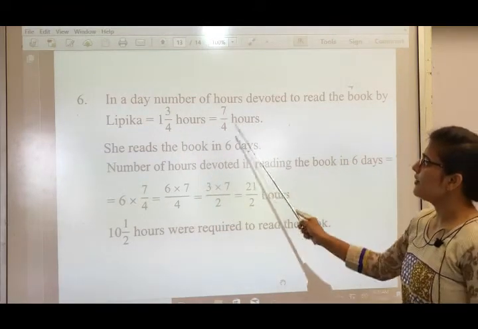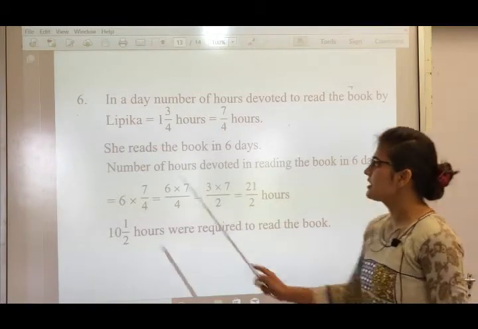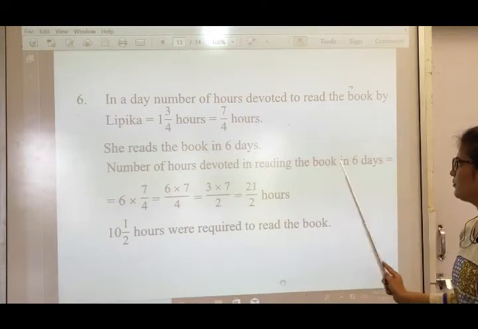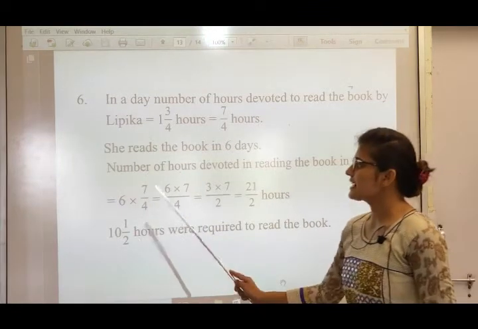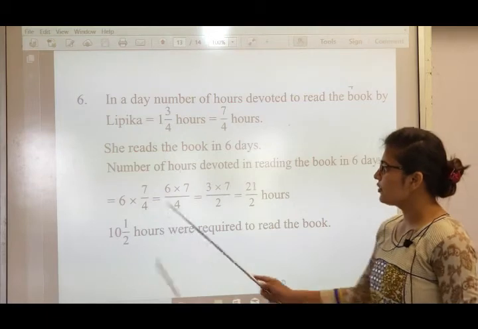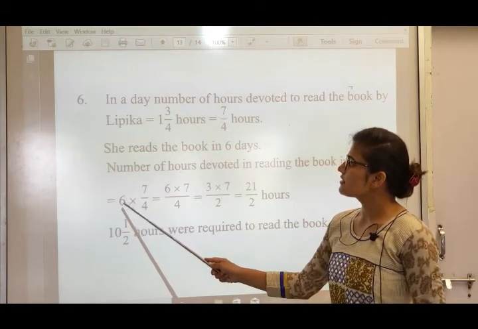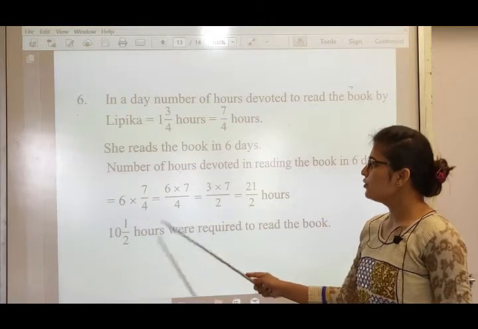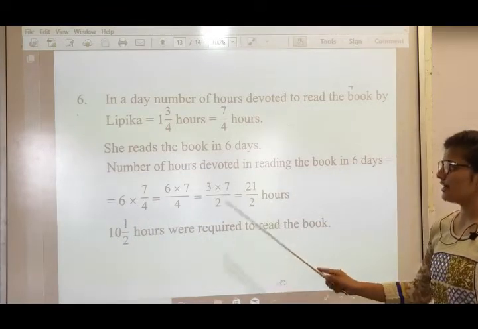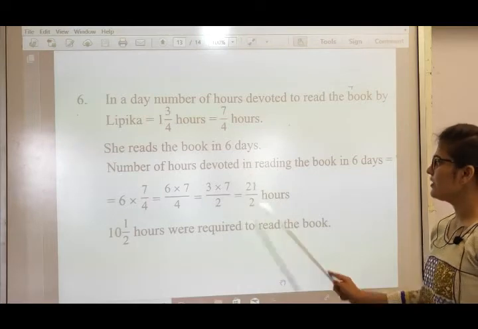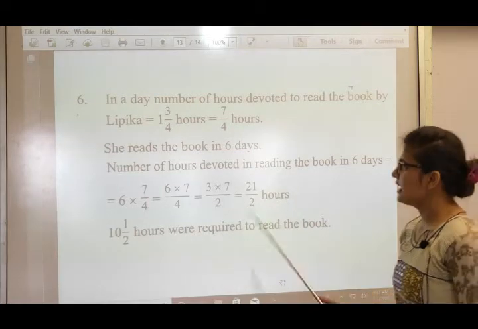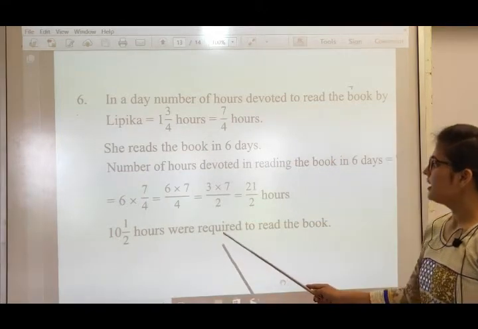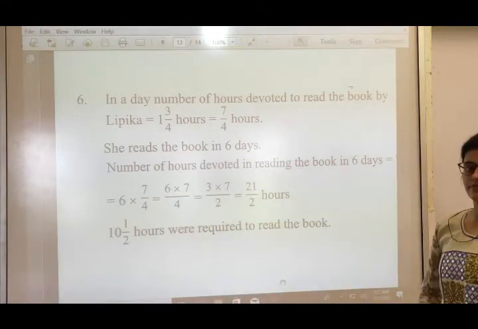Now that 7 by 4 we have to multiply with the 6. So she reads the book in 6 days. Number of hours devoted to reading the book in 6 days will be equal to 6 multiply 7 by 4. Here you can cancel out 6 and 4, both come in the 2's table. So 2 3s are and 2 2s are. So 3 multiplied by 7 divided by 2. 3 7s are 21 divided by 2 hours. That we have to convert into a mixed fraction. So 10 1 by 2 hours were required to read the book.